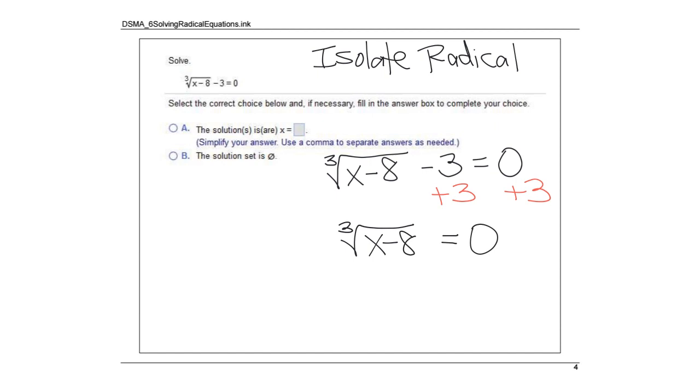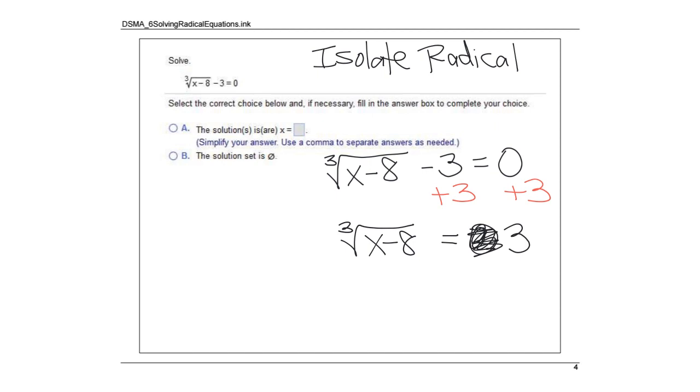Whoops, I didn't do that right. Sorry, this stylus does not work well for trying to erase, so I'm going to leave it be. Okay, let me make sure I did that right. -3 plus 3 gave me 0. Good, so I've got the radical by itself, and then 0 plus 3 gives me 3 on that side.